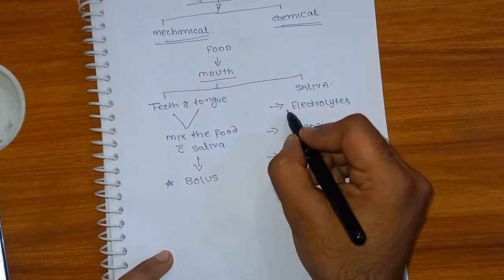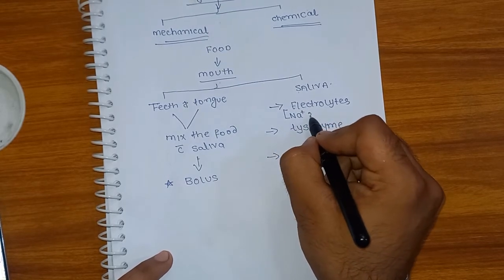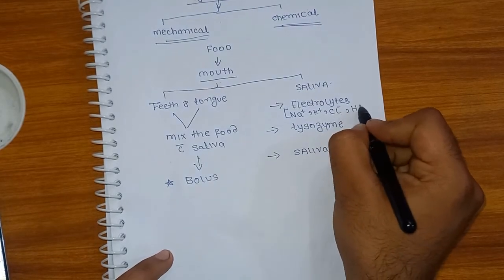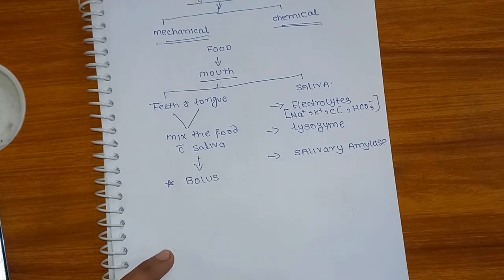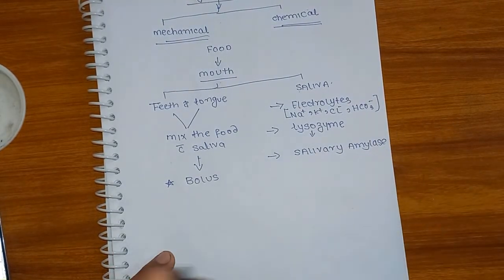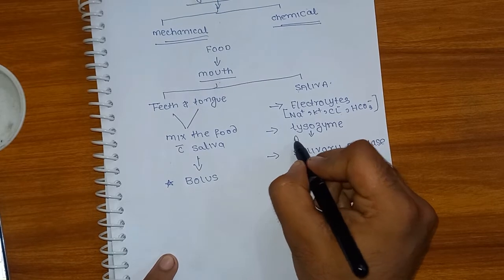You have to remember which electrolytes are present. The electrolytes that are present are sodium, potassium, chloride, and bicarbonate. These are the ions present in the saliva. Then this lysozyme, I've seen this question many times in your NEET UG papers. The thing you have to remember about lysozyme is that it is antibacterial.